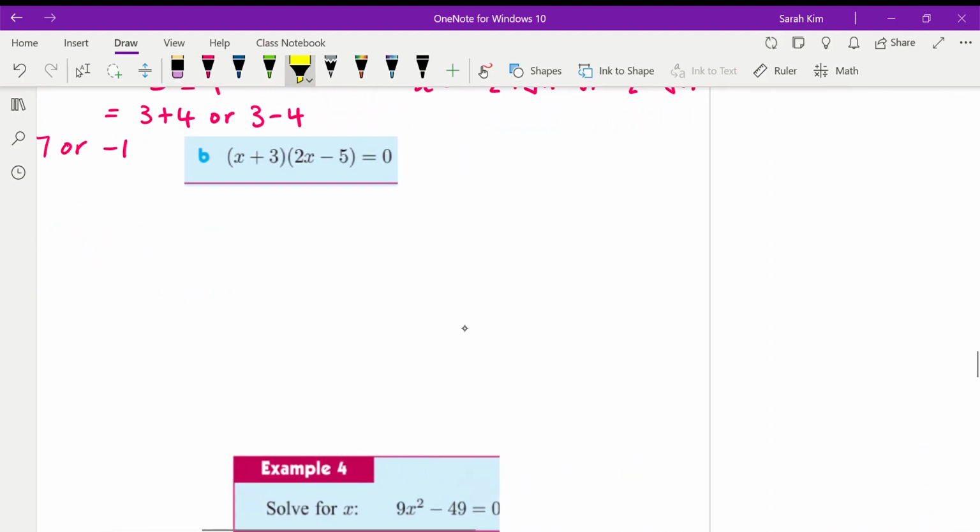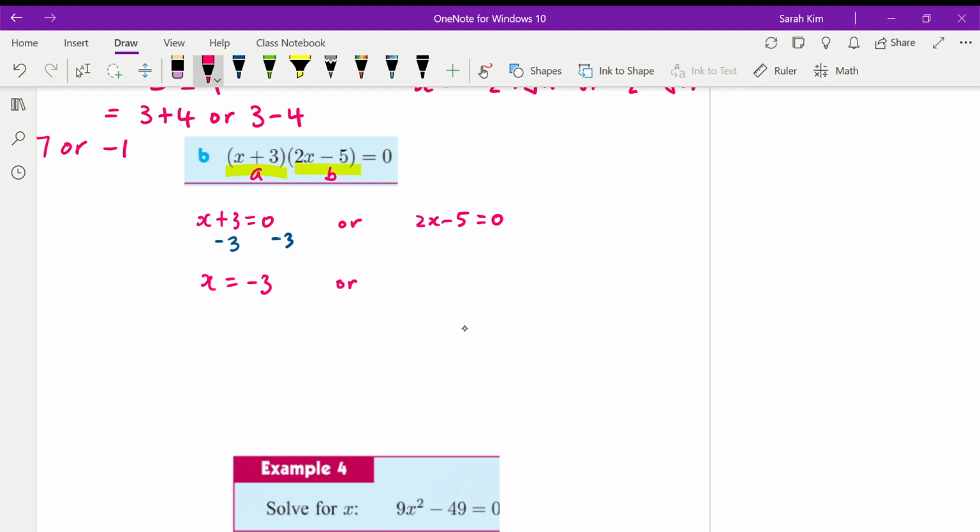Okay, so now again, A and B, these are my options. A can be 0 or B can be 0. So looking at the first bracket, x plus 3 can be 0, or 2x take 5 can be 0. Those are my 2 options, right? A can be 0 or B can be 0. Then I just got to solve it. Literally just algebra.